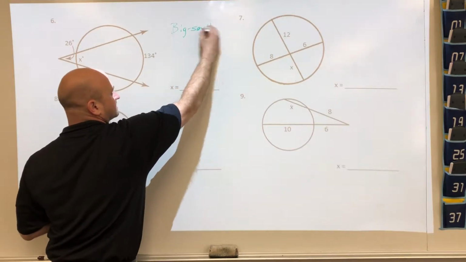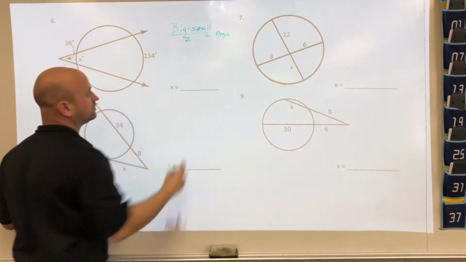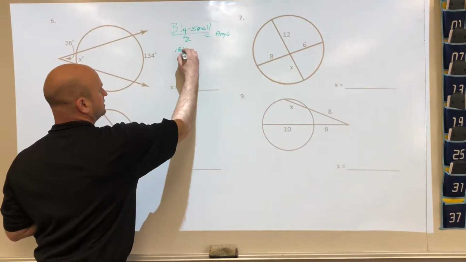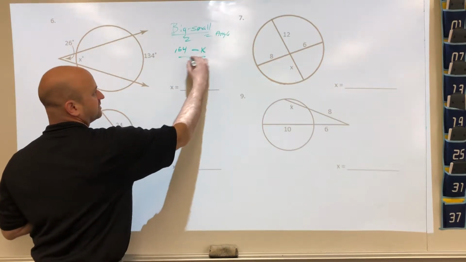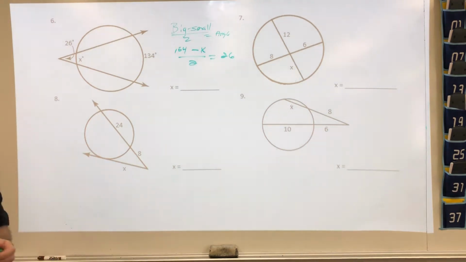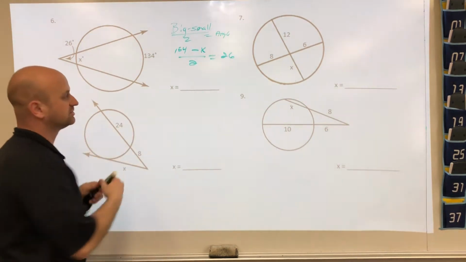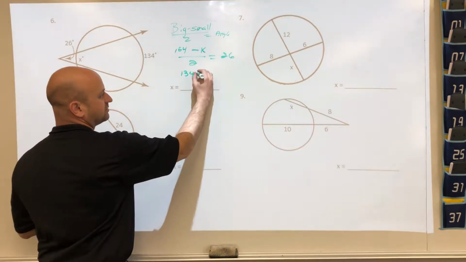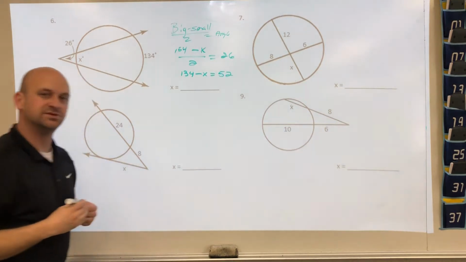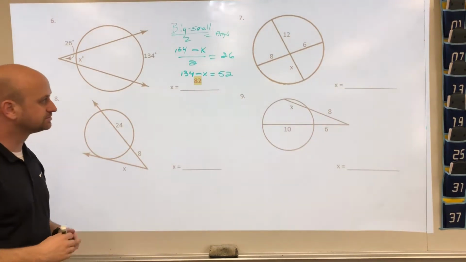All right, we have two secants intersecting outside the circle, and this formula in class was described as the big arc minus the small arc divided by 2 is equal to the angle. So in this case, 134 is the big arc. Okay, x is the small arc. We're going to divide by 2, and all of that will equal 26. So the first step in this problem is to take 2 and multiply it by 26. So we end up with 134 minus x is equal to 52. And from here, you should be able to solve that equation and get 82 as your answer.